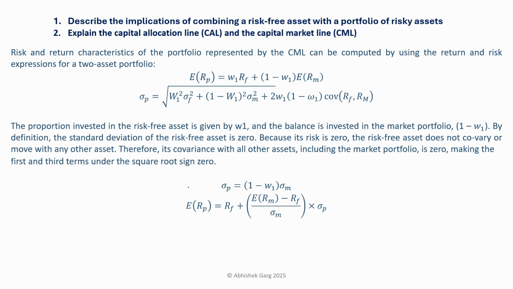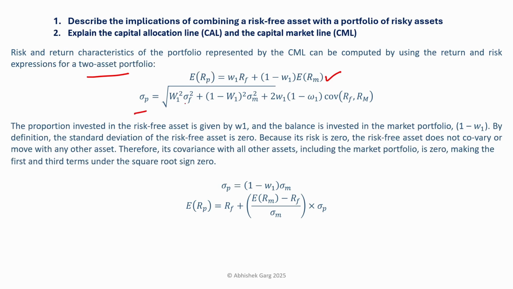The risk and return characteristics of the portfolio represented by the CML can be computed using the risk and return expressions for a two-asset portfolio. The expected return of the portfolio is the weighted average of the returns from both assets. The first asset is the risk-free asset, the second one is the market portfolio. So the expected return of a portfolio which combines a risk-free asset with the market portfolio is the weighted average of the respective returns. And what should be the risk of the portfolio?